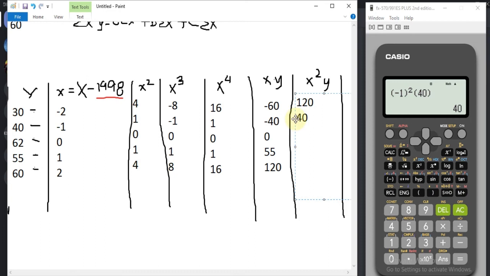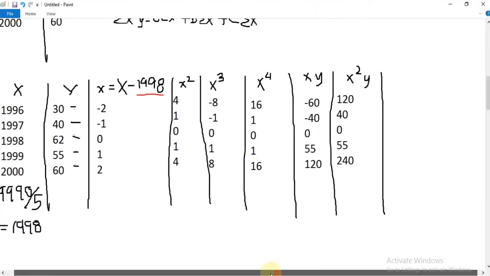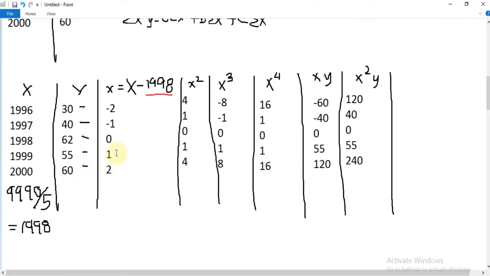Next, 0 squared times 62, so 0 again. Next, 1 squared is 1, times 55, so 55. The last column: 2 squared times 60, so 240. So we have calculated everything. Easy, right?